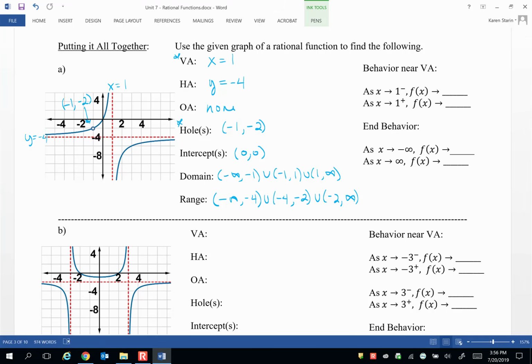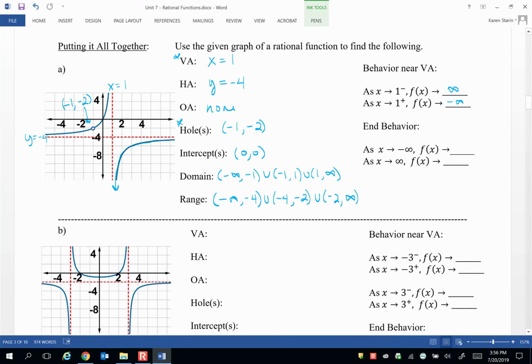Now let's read and write the behavior near the vertical asymptote. As x goes to or approaches 1 from the left, what does f of x do? Well, as x approaches +1 from the left, y is going to positive infinity. As x approaches 1 from the right, f of x is going to -infinity. So from the right, see here as I trace and come to x equals 1, from numbers bigger than 1, I'm shooting down to -infinity.